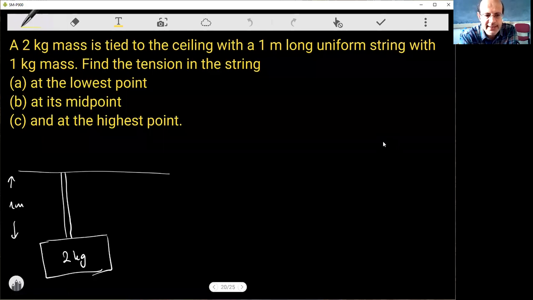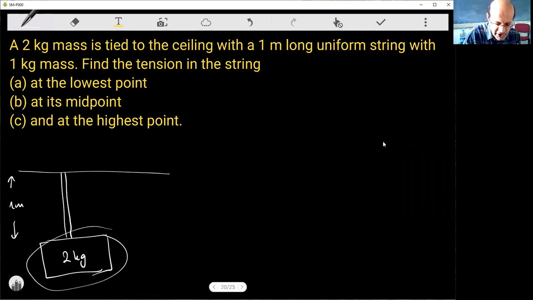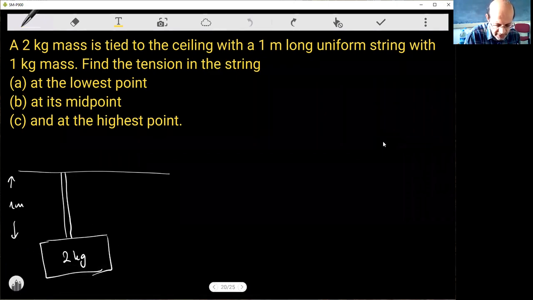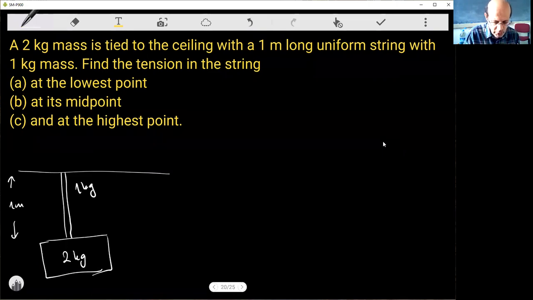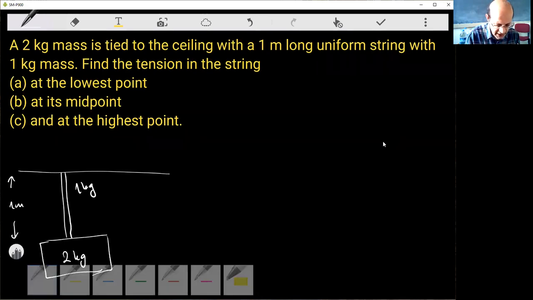So this is just an example used to illustrate a concept, basically. We have a 2 kilogram mass, which is tied with a string, perhaps a chain, basically, which also has a mass. It is 1 kilogram, and we are asked to find the value of the tension.